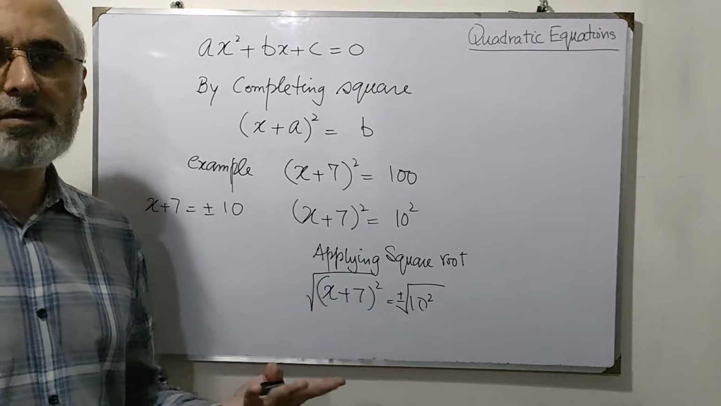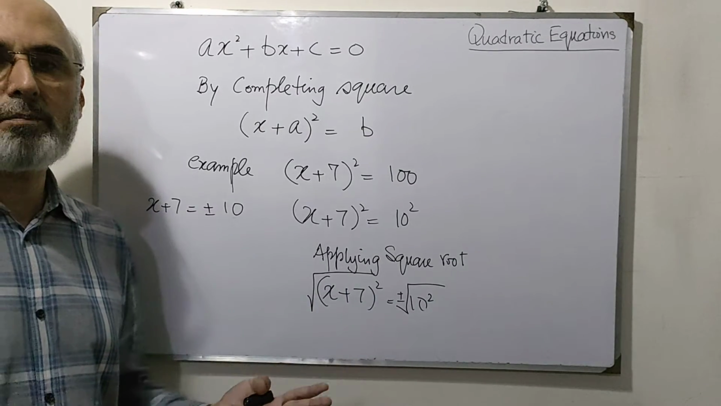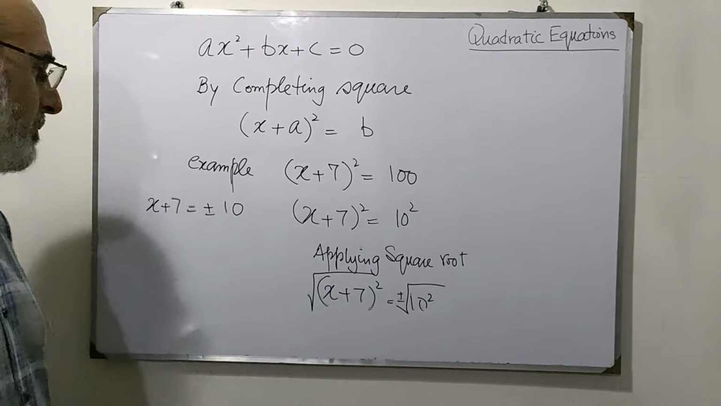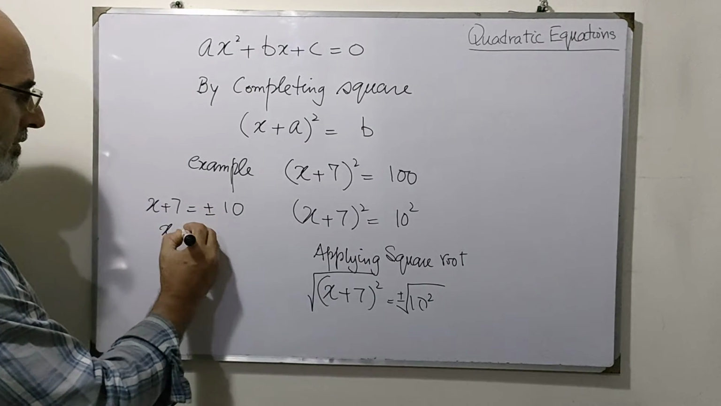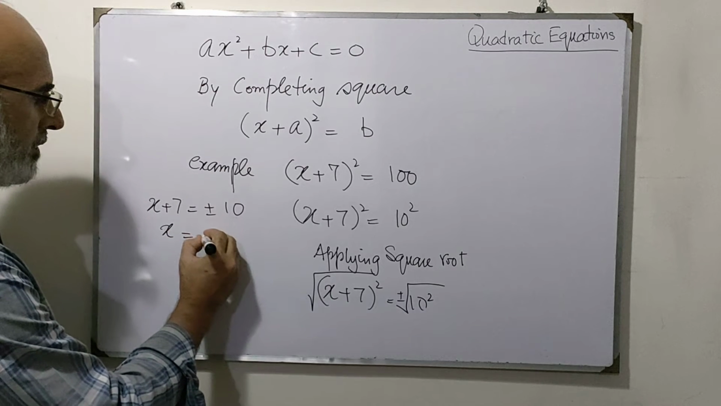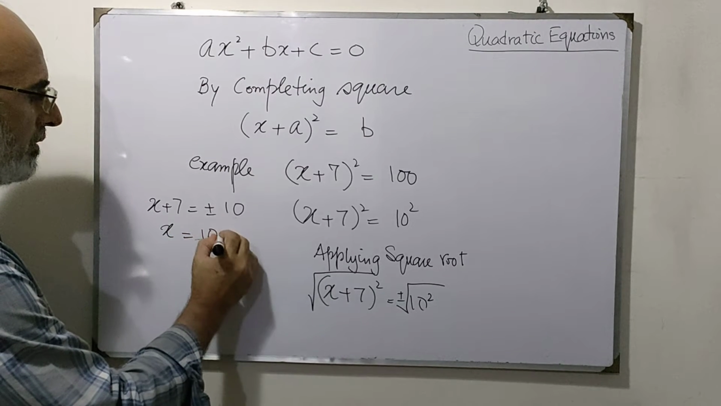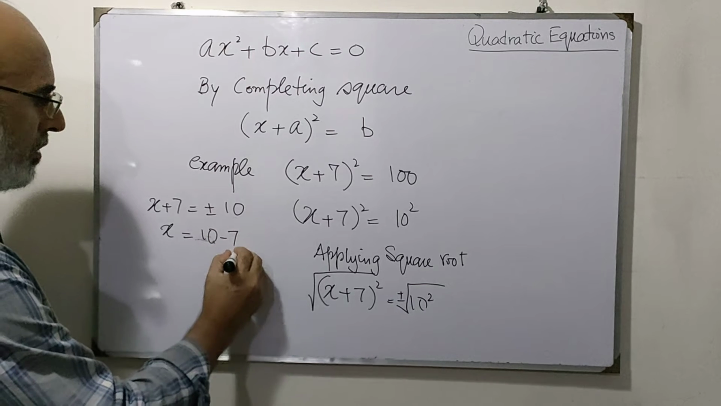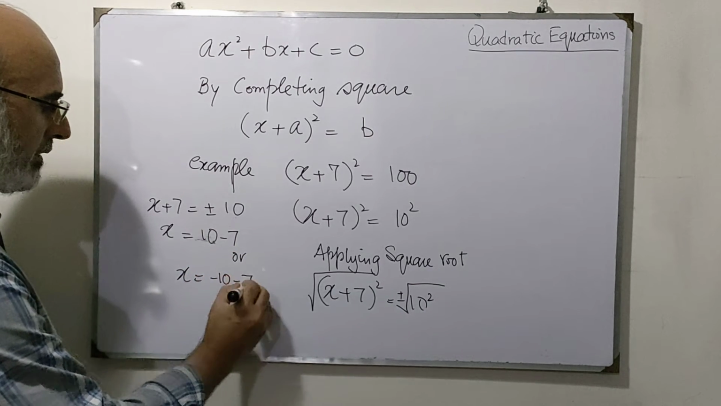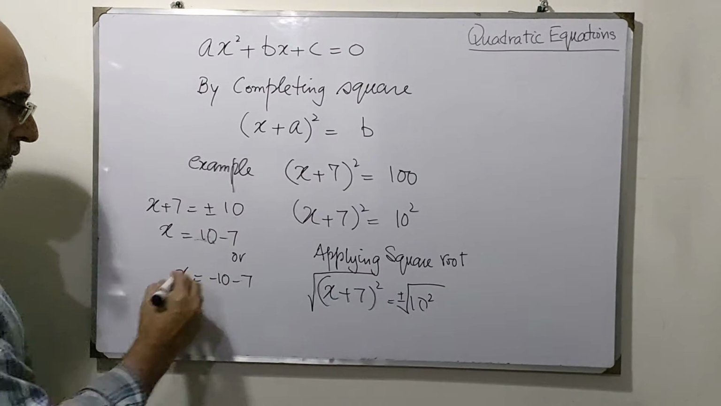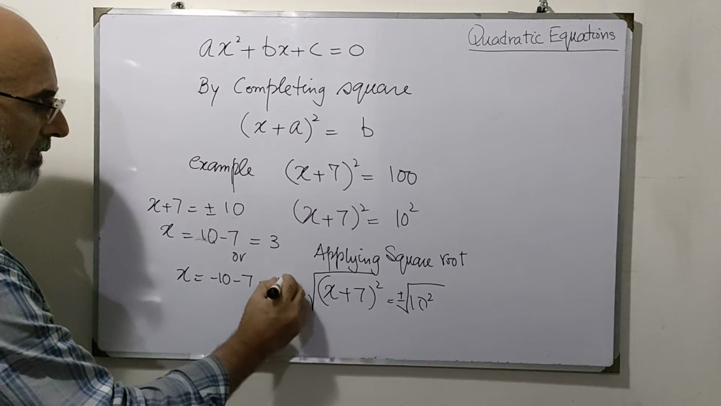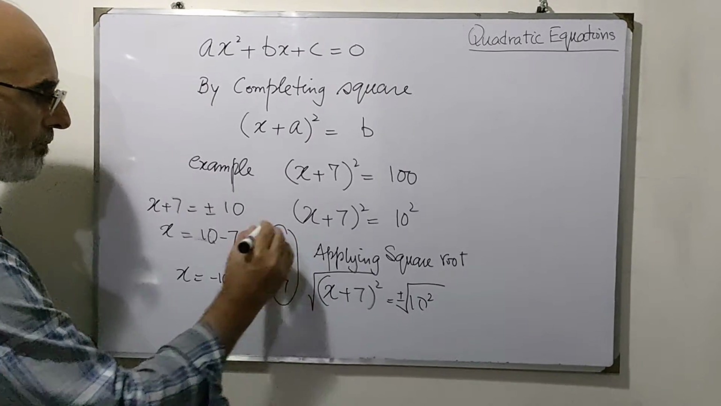Of course, because the square of a negative number and the square of a positive number give the same result, that is why plus minus. So x is equal to 10 minus 7, or x is equal to minus 10 minus 7. So these are the two solutions. So what are we going to get here? 3, and here minus 17. So this is the solution.